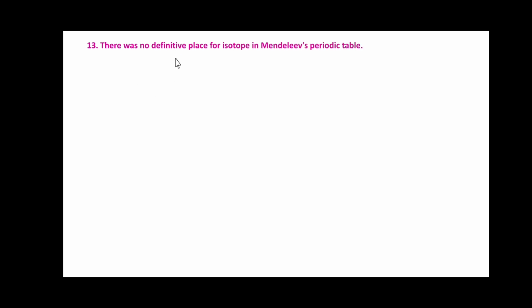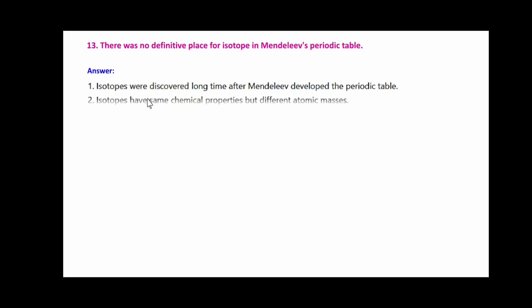There was no definitive place for isotopes in Mendeleev's periodic table. Friends, isotopes were discovered a long time after Mendeleev developed the periodic table. Isotopes have the same chemical properties but different atomic masses. Therefore, there was no definite place for isotopes in Mendeleev's periodic table.